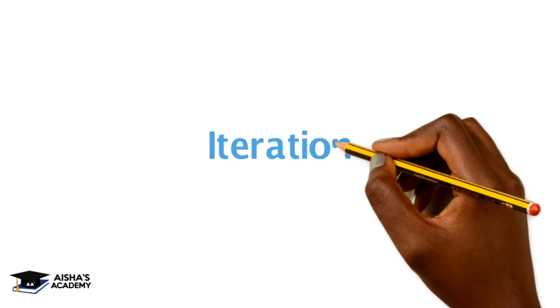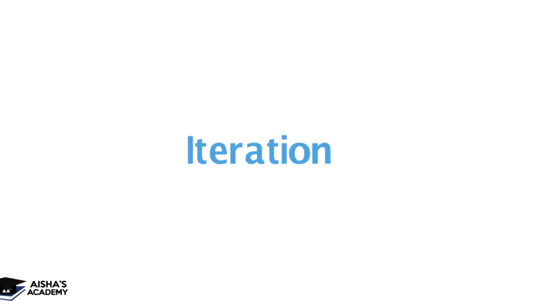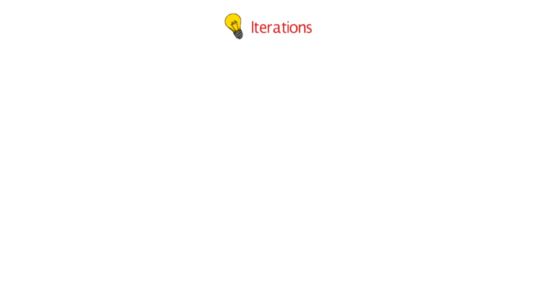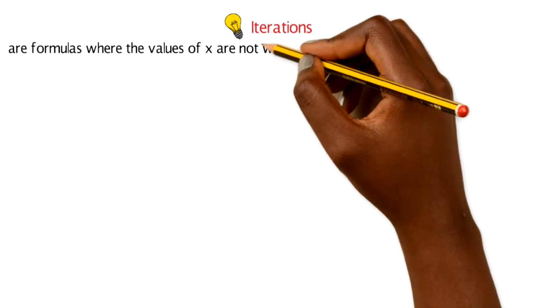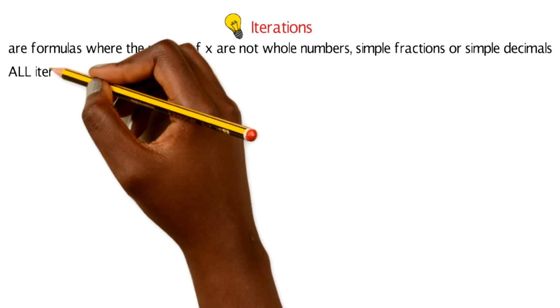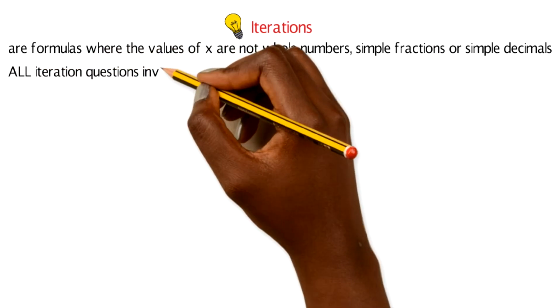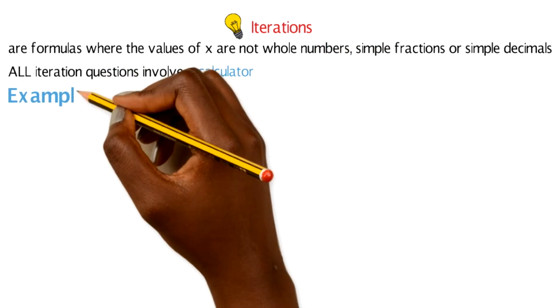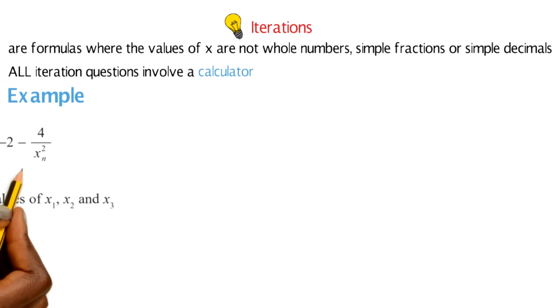And in today's video, we're going to be going through iteration. As exciting as the word iteration may be to some of you, it may not be. But basically, iterations are formulas where the values of x are not whole numbers, they are not simple fractions, and they are not simple decimals. They're complicated numbers. All iteration questions involve a calculator, so you need to get out that Casio calculator, whichever scientific calculator you're using.